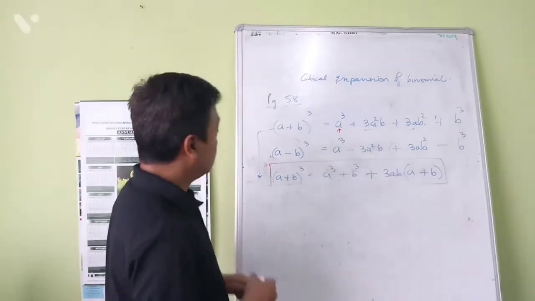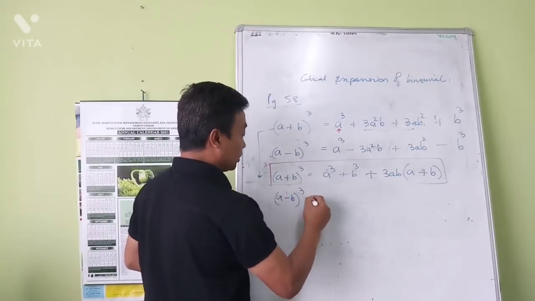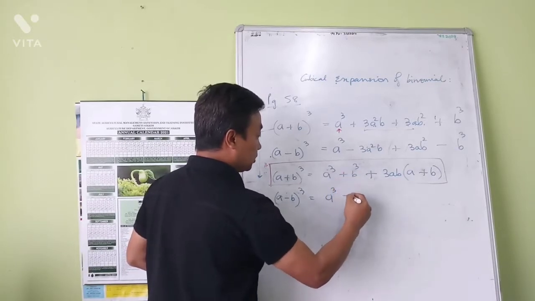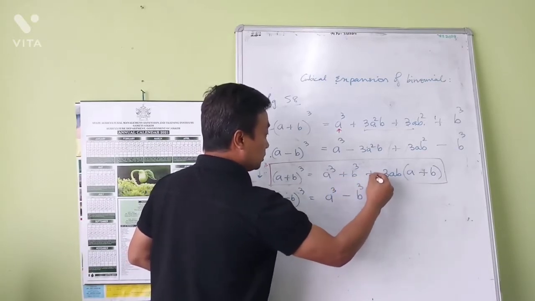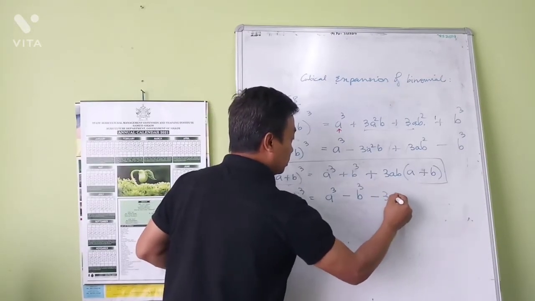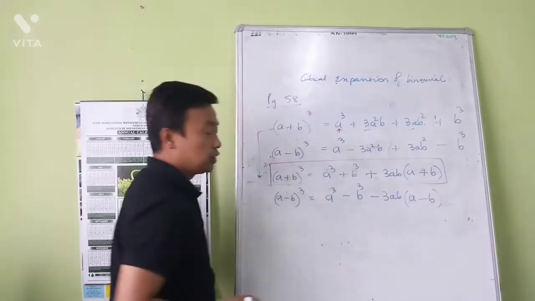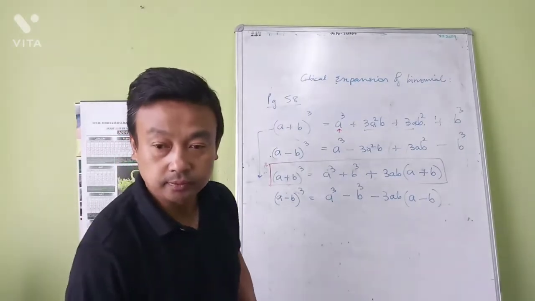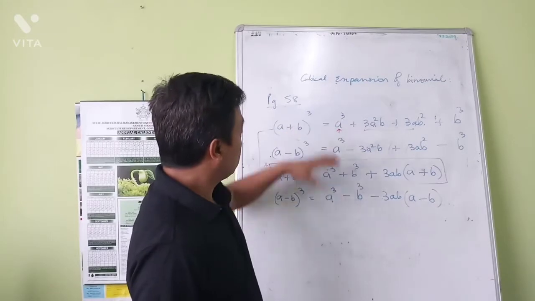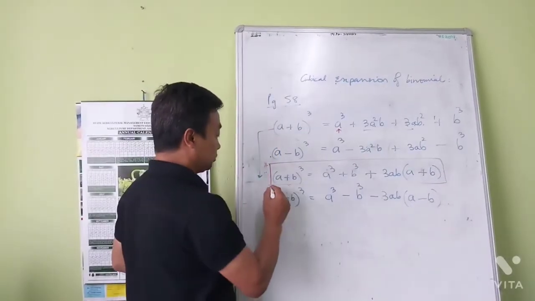All right, and similarly, we can also write a minus b the whole cube. See, everything remains same. The sign will change. You have got a cube. This plus will become minus. Then this plus will also become minus 3ab. Then you have got a. This plus also becomes minus. So we have changed the sign in everything. Okay, so now these are the formulas that you have to remember. These two formulas are very, very important.